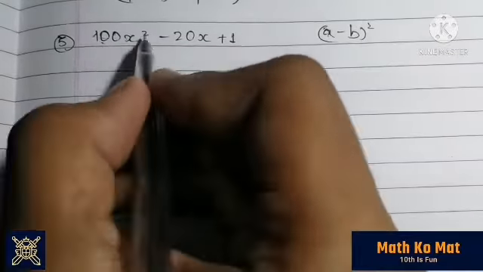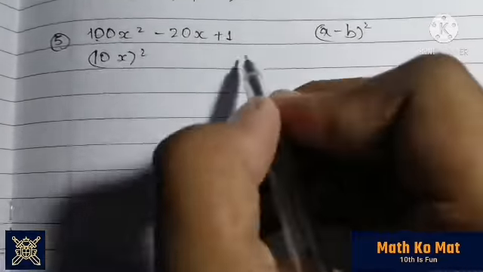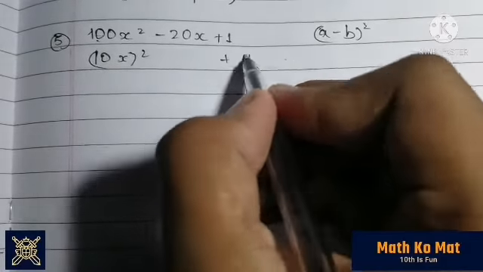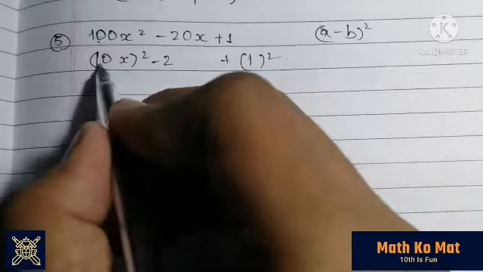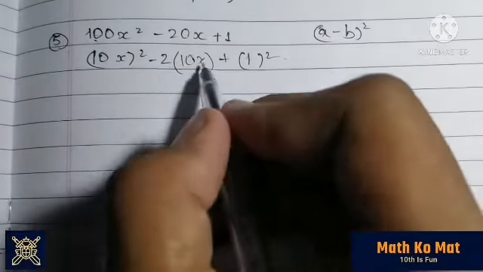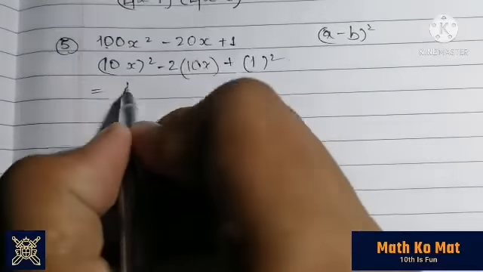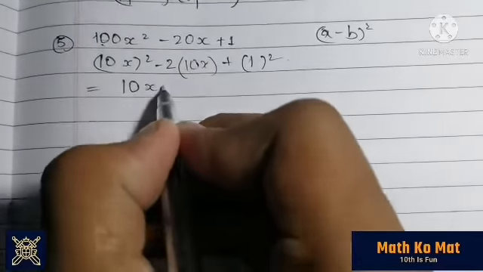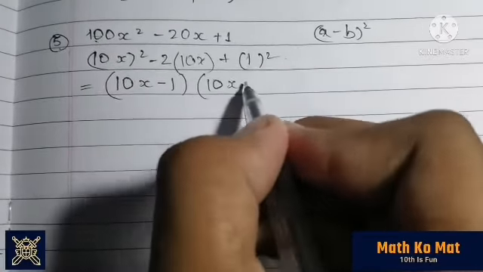Here you have 100x square, that is 10x whole squared. Here you have 1, that is 1 whole squared. And here you have minus 20, that is minus 2 into a, that is 10x into 1. So minus 2ab. So you can write it in the form of 10x minus 1 into 10x minus 1.